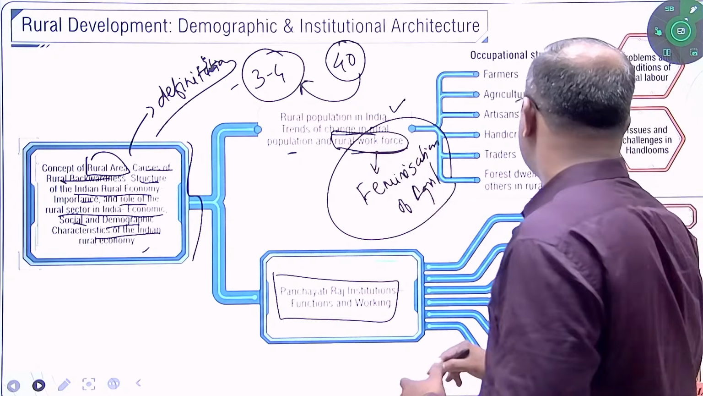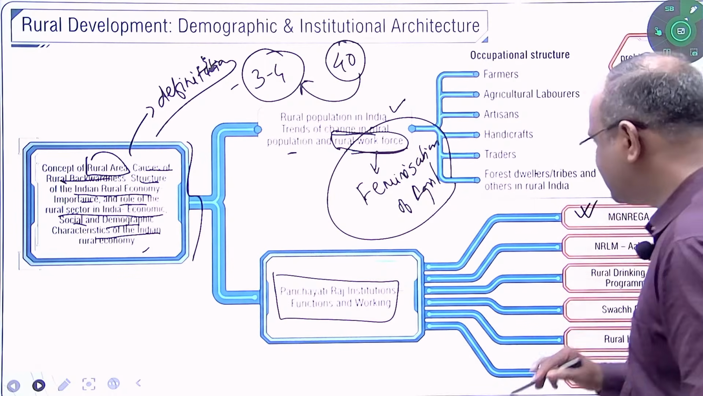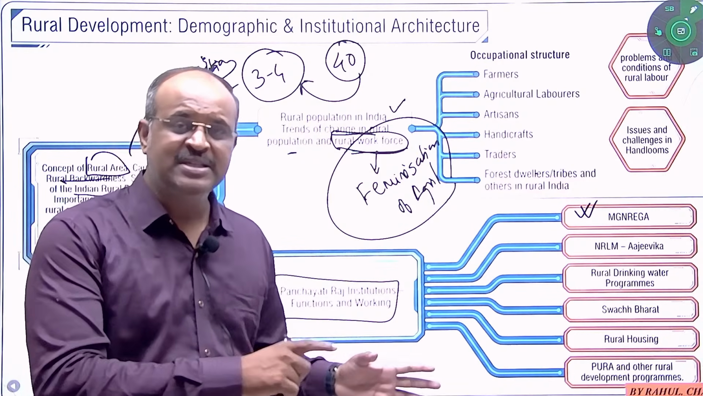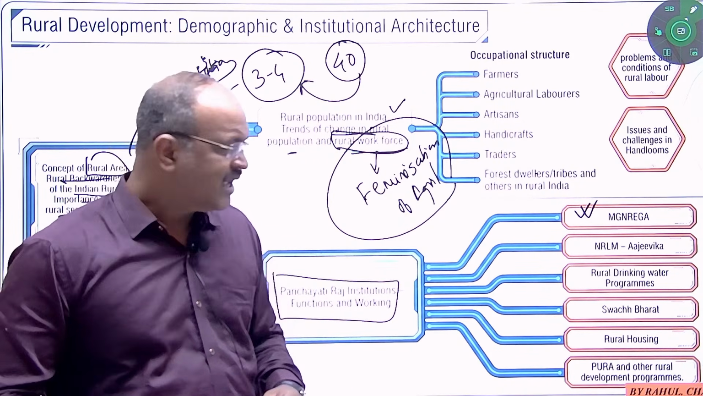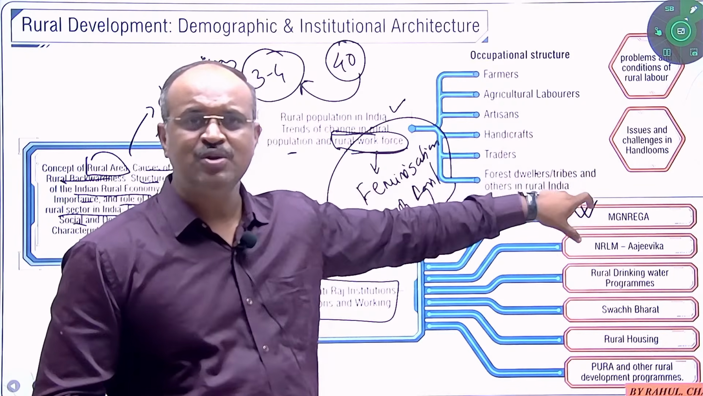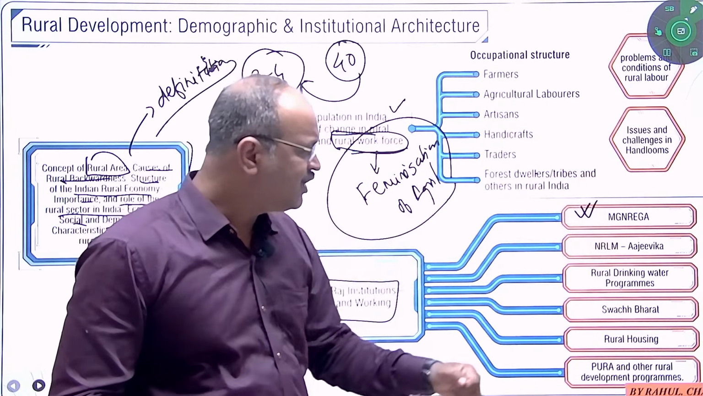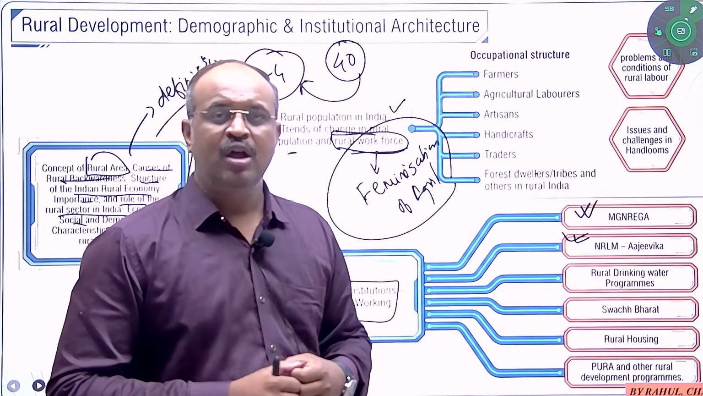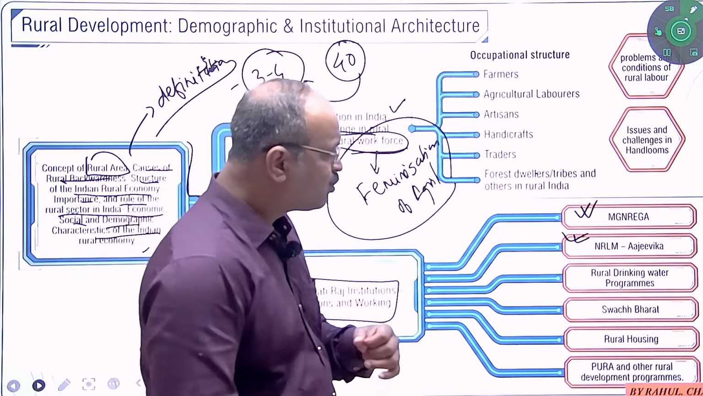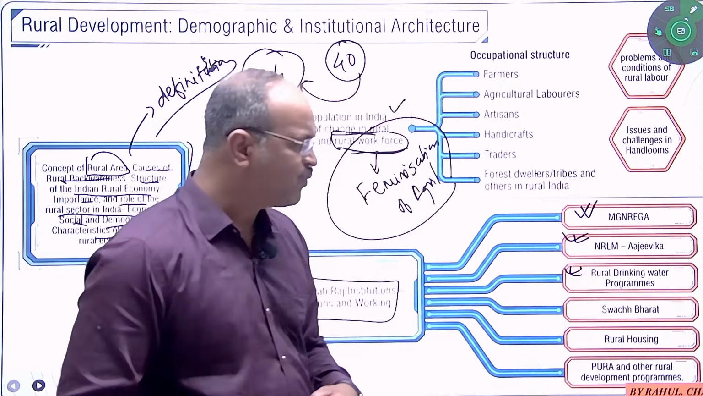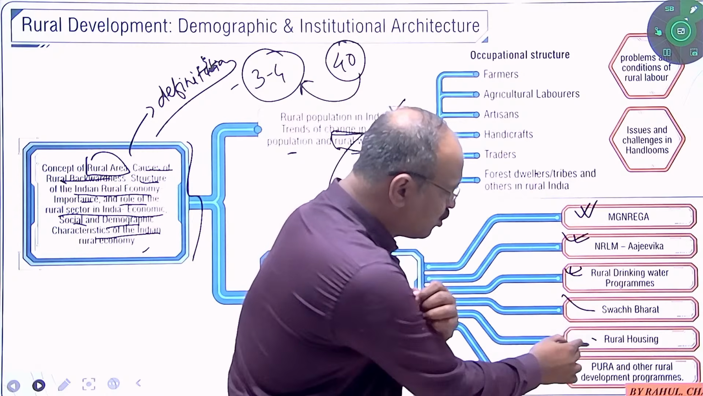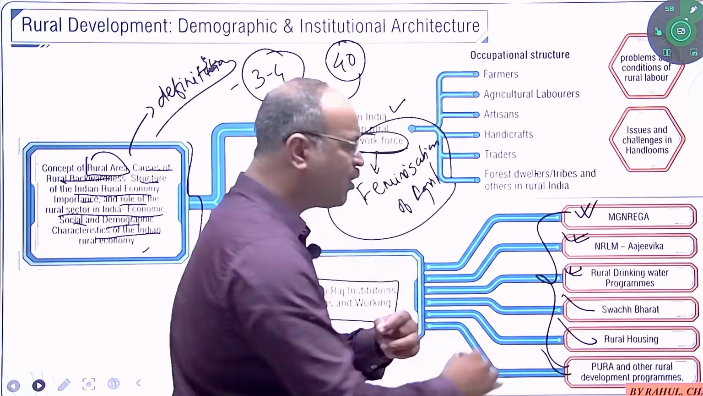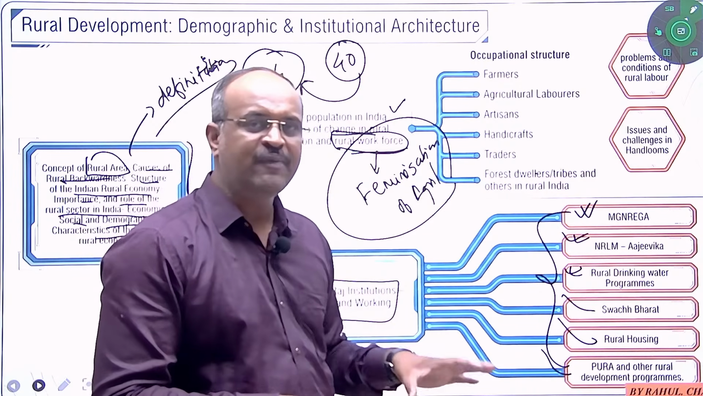And coming to this, the most important thing we need to focus on is MGNREGA. It has been changed right now, isn't it? The name has been changed. So we need to understand the problems associated with MGNREGA. Then the Ajeevika scheme, we need to know what exactly it is and what the different features of the scheme are. Then rural drinking water programs, Swachh Bharat Abhiyan, rural housing and PURA.